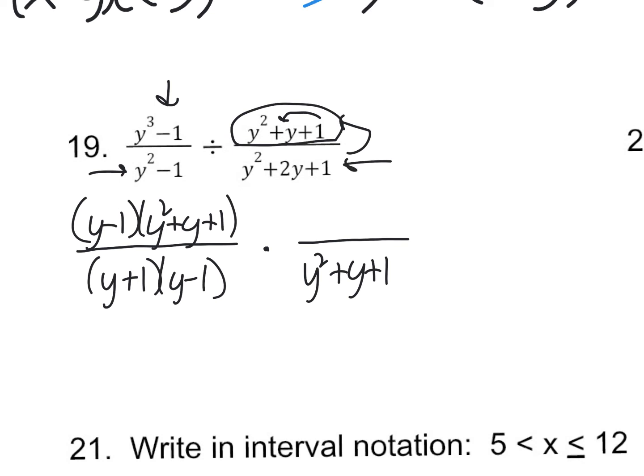So I'm trying to think of what 2 factors of 1 add up to be 2, and it's 1 and 1. So I'm going to do y plus 1, and y plus 1. And here I go. It's about to be messy, but I start canceling this stuff.